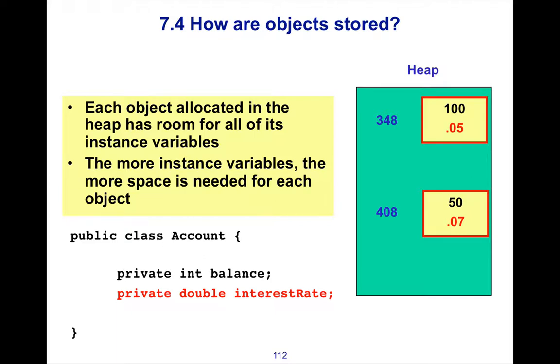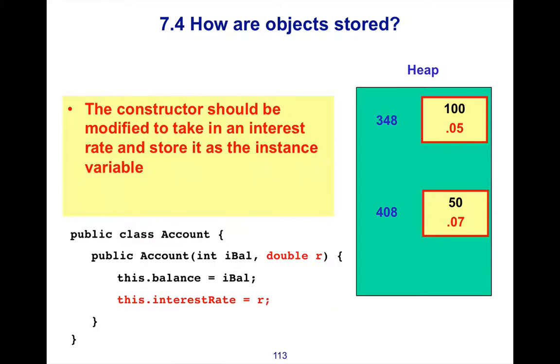Now notice that each instance of an object has a separate way of remembering its balance and its interest rate because these can be different for each object we allocate. In fact, here we see account 1 has a balance of 100 with an interest rate of 0.05, while account 2 has a balance of 50 and an interest rate of 0.07.